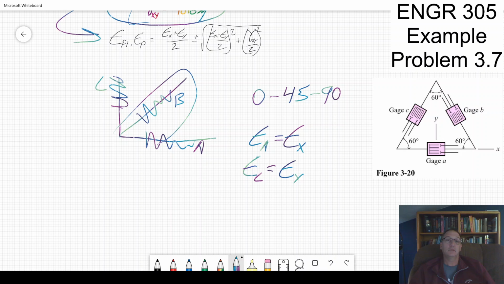So that's cool. Those are the 2 types of problems we're going to have, either a 0, 45, 90 or a 0, 60, 120. Those are the way strain gauges are made. I'm sure there are possibilities that you could make others, but I haven't seen them.